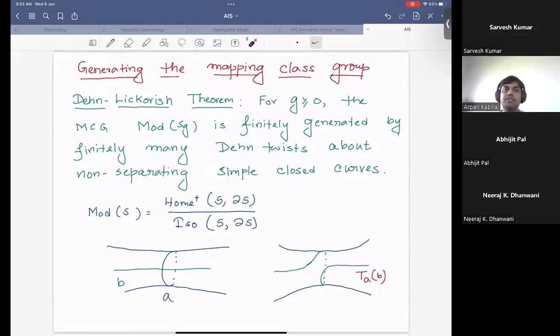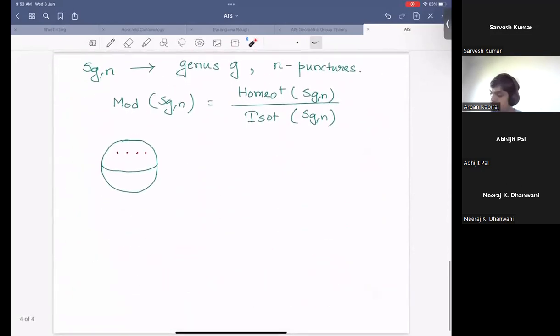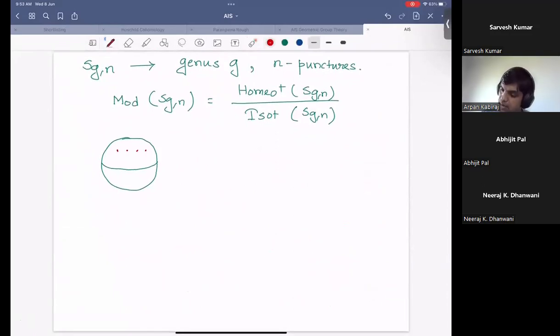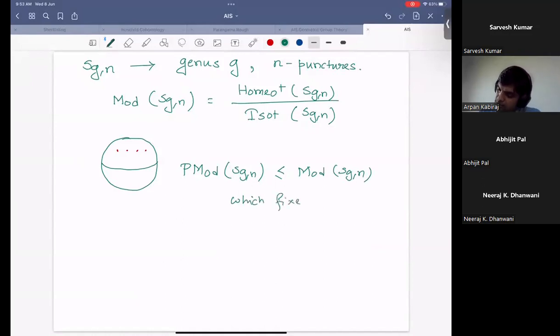Okay, so we have to put some restriction if I want to extend this theorem for punctured surfaces. Okay. So the restriction is, what you do is you fix the punctures. So this is called pure mapping class group. What is a pure mapping class group? The pure mapping class group is a subgroup of the mapping class group which fixes the punctures pointwise.